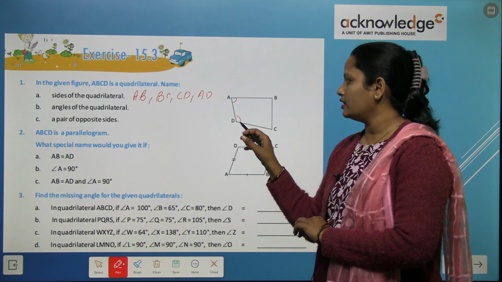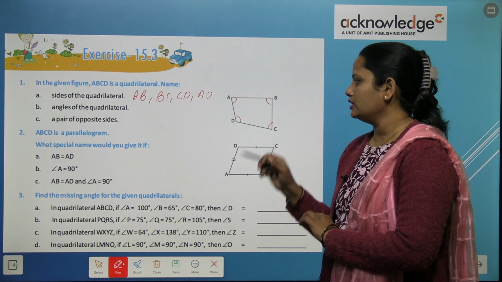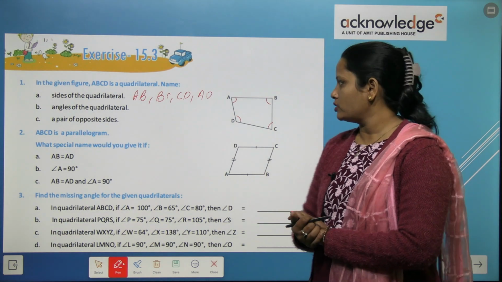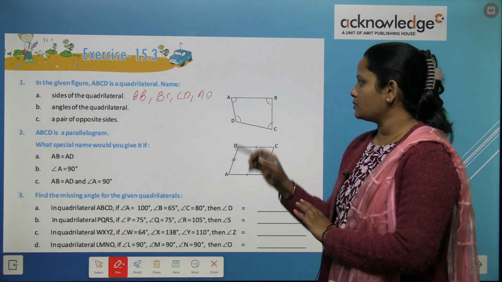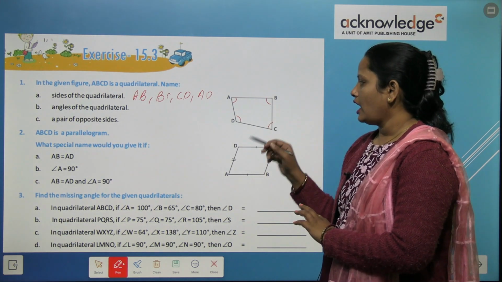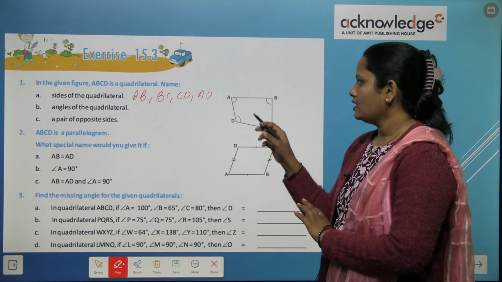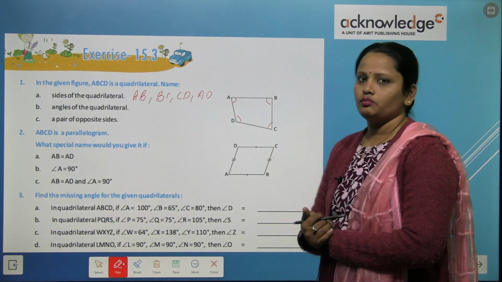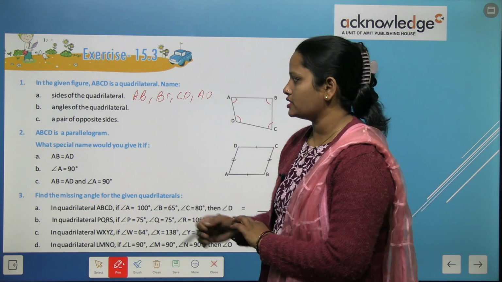Angles बताने हैं. Angle A, angle B, angle C and angle D. Pair of opposite sides. Opposite sides बताने. तो AB and CD, AD and BC. These are the opposite sides.